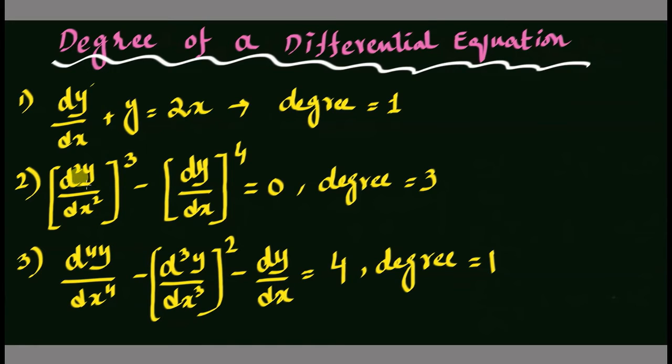Similarly, in example 2, we are interested in the power of the highest order derivative, and that is the second order derivative. So, that is why we pick the power of the highest order derivative, and the power of the highest order derivative is 3. That is why the degree is 3, even though there is another power 4, but we are not interested in this power according to the definition.